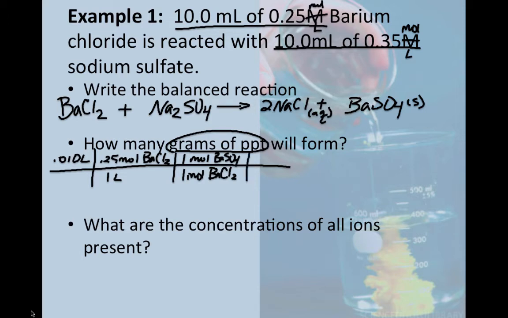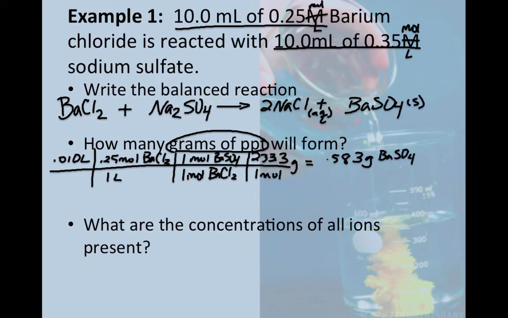Next, let's change moles to grams. So 1 mole of barium sulfate is how many grams? Well, I don't know. Let's add it up. Okay, so barium sulfate weighs 233.3 grams per mole. And now we're ready to multiply across the top and divide by what's on the bottom, which is all just ones. How handy is that? So I get 0.58325 grams of barium sulfate, but I'm not sure if that's actually the answer yet.